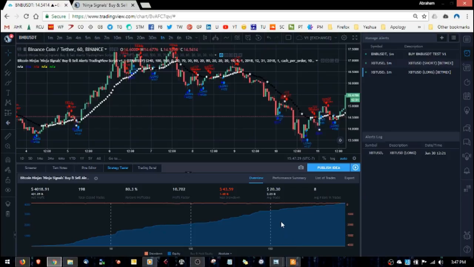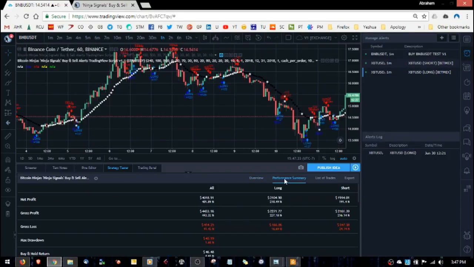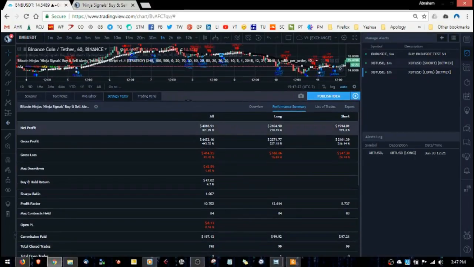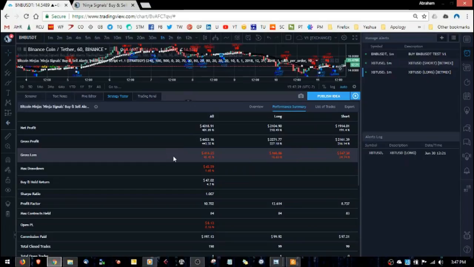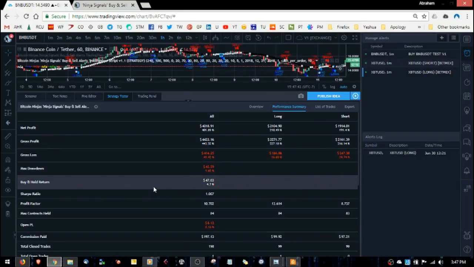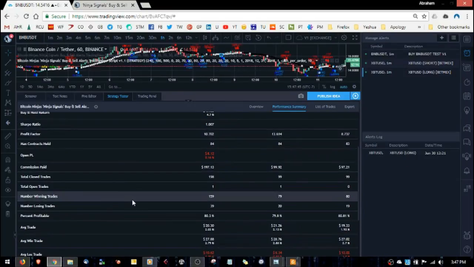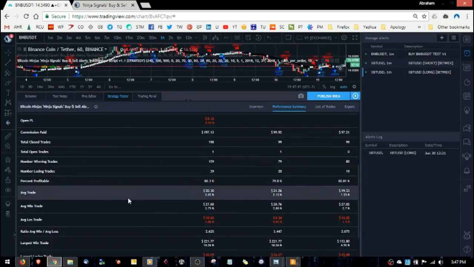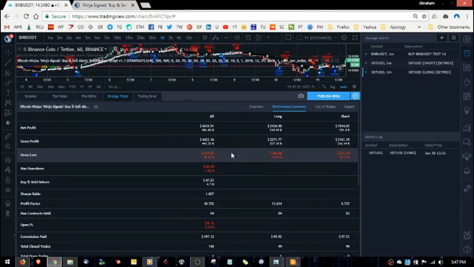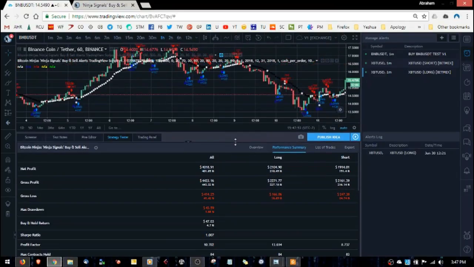Another important note to feature with the backtesting strategy is there's also a performance summary tab. If you click that, you can see a layout of all the different trades. You can see net profit, gross loss, max drawdown, buy and hold return, profit factor, lots of different things. The average trade, the average winning trade, average losing trade, etc. Lots of different statistics and trading information broken down here in the performance summary tab.